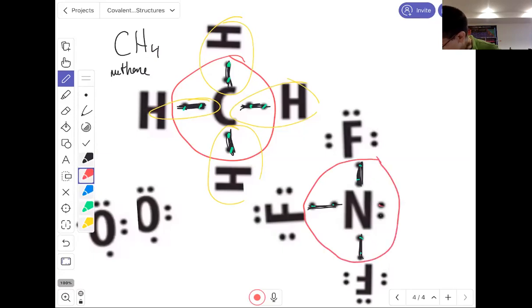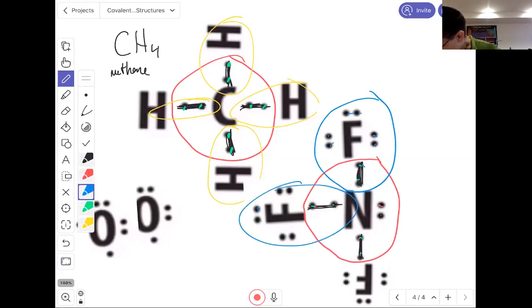So it's got 1, 2, 3, 4, 5, 6, 7, 8. And each fluorine gets 1, 2, 3, 4, 5, 6, 7, 8. That guy is written as NF3, right? So 1 nitrogen and 3 fluorines.